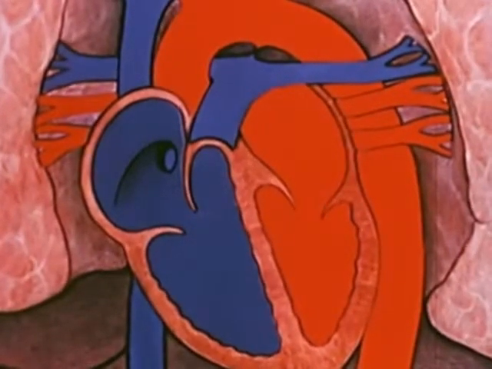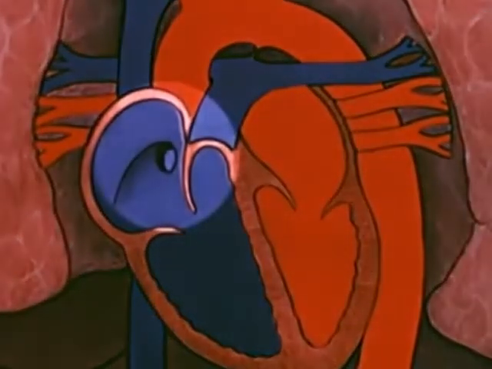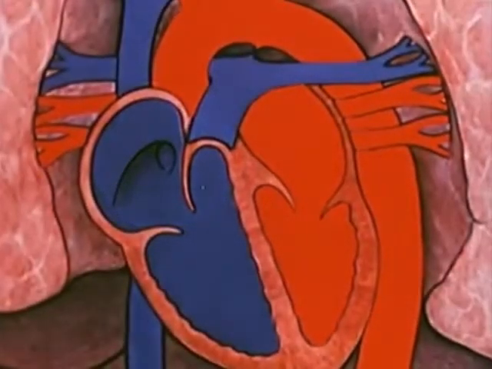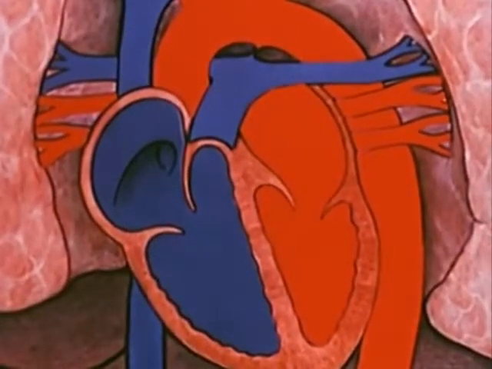When the pressure in the left atrium exceeds that in the right atrium, the valvula is pressed over the foramen ovale, and partitioning of the heart is functionally complete.